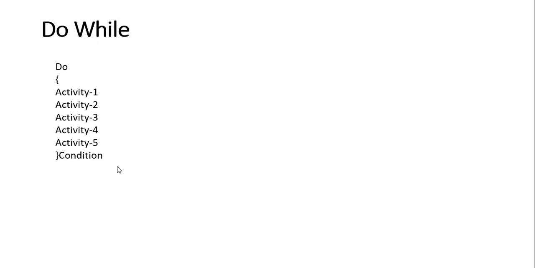If my condition is true, the control goes back to the initial step and it will execute the activities present inside the loop again. So it will continue until my condition is false. If my condition is false, it will get terminated from the flow, or it will execute the remaining activities if there is anything else in the project.